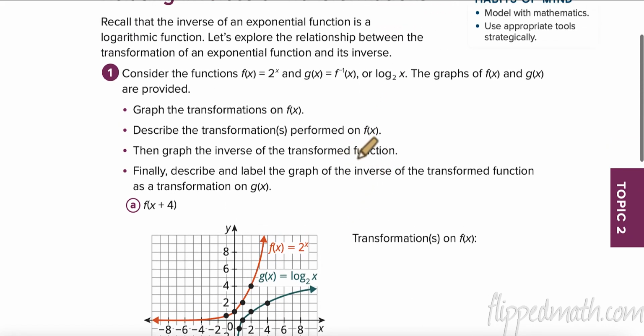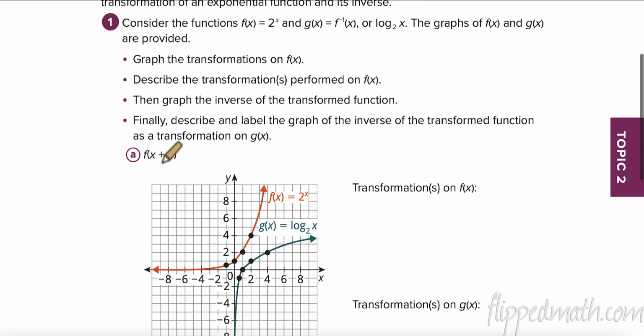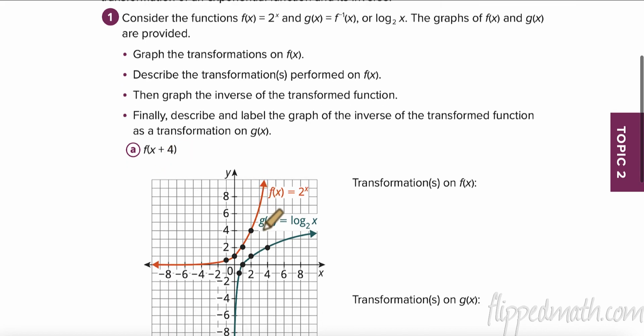What we're going to do is transform f of x with this transformation. So let's do that. This means I'm going to move every point left 4. So 1, 2, 3, 4. So now this is negative 2, 4. 1, 2, 3, 4. This is now negative 3, 2, and so on. 1, 2, 3, 4. This is now negative 4, comma 1.